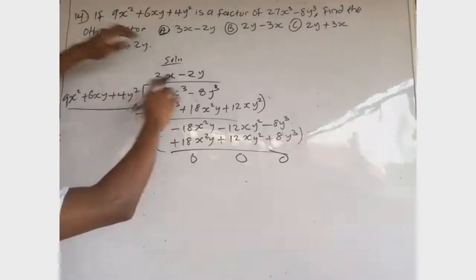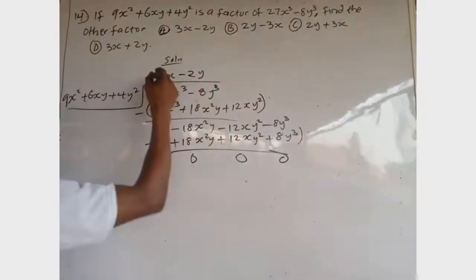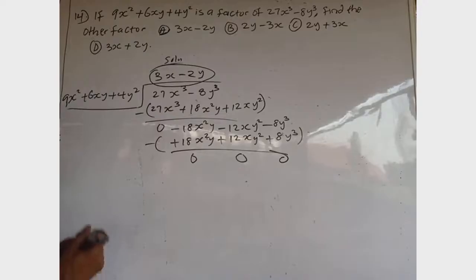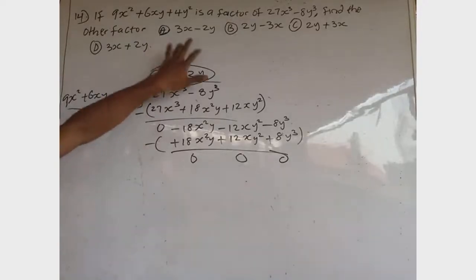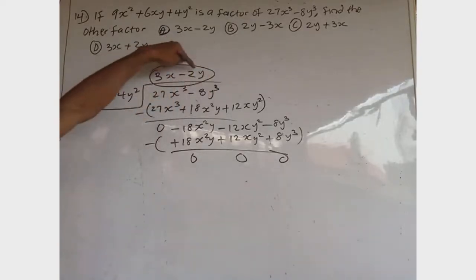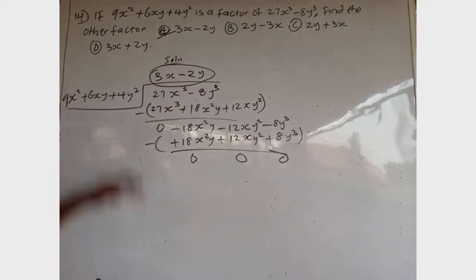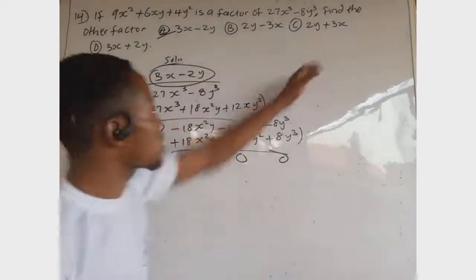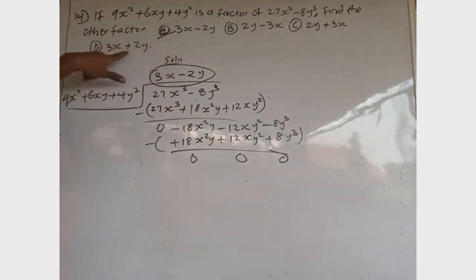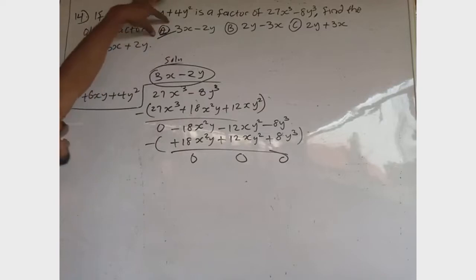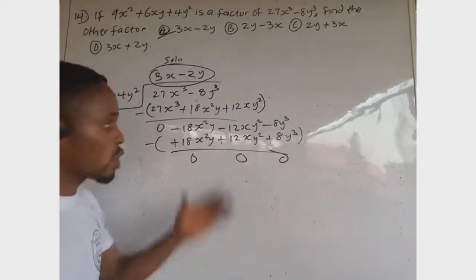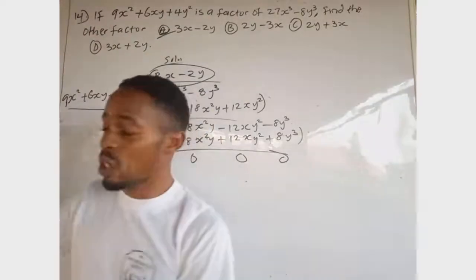So it means that now our other factor for this question is this. So now if you look at our options, we have option A, 3s minus 2y. So here our option A is the correct answer. This is our answer for question 14. If we look at the others, it's different. This one is positive, but we have our negative here. So A is the correct answer for this question 14.